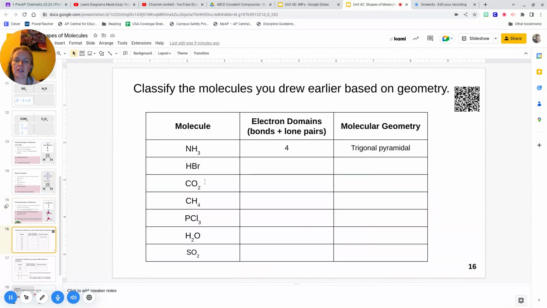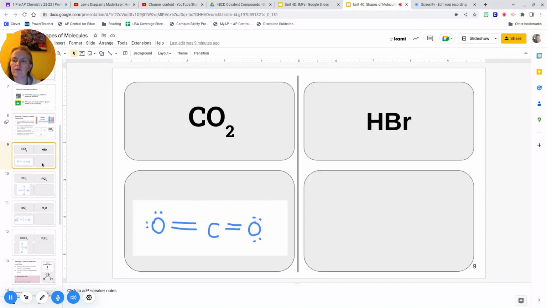The next one we're going to try is carbon dioxide, since that's one that we drew together. The first step is to count how many electron domains there are around the central atom. Carbon is the central atom, and I see that there's a double bond here and a double bond here. So that's just 2 domains. In this case, the electrons are all clustered on either side of the carbon because it's forming double bonds with the oxygen atoms, so there's only 2 domains.